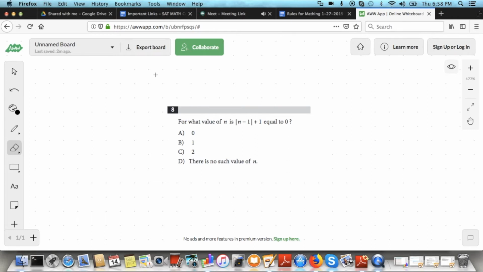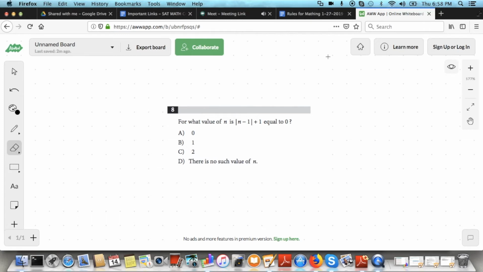Caroline, go ahead and read question number 8 for me, please. Can you see it on the whiteboard? Yep. Okay, great. For what value of n is |n minus 1| plus 1 equal to 0? Those are the absolute value bars surrounding the n minus 1. Those aren't parentheses, right? Absolute value bars. Are you familiar, Caroline, with absolute value or no?